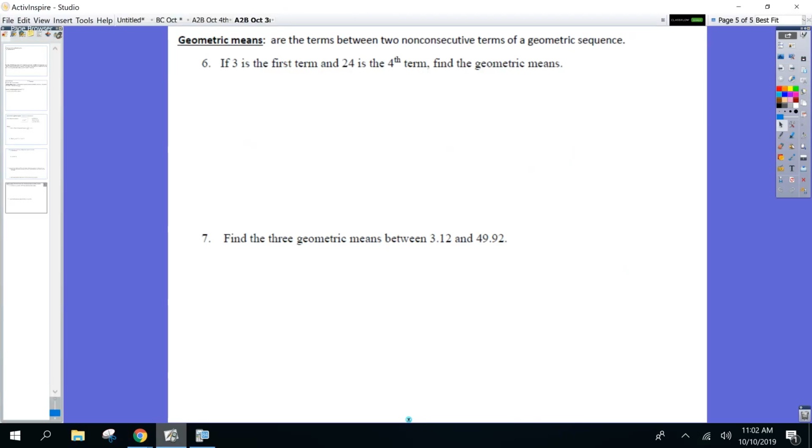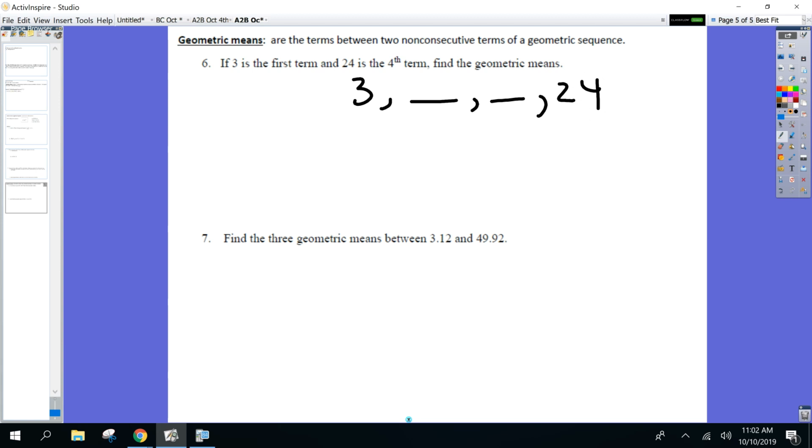Alrighty. I have the first term is 3 and the fourth term is 24. It says find the geometric means, find the numbers in between. Help me find the numbers in between. So I told you guys that, hey, 3 was the first term. I got 2 in between because 24 is the fourth term.